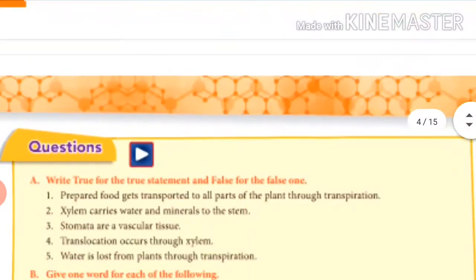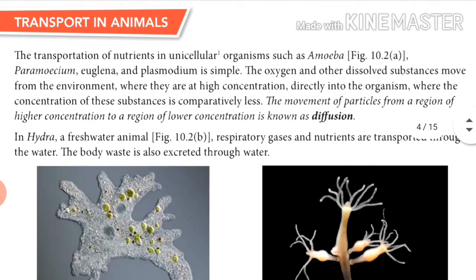Today we will learn about transport in animals. So guys, as we know that in unicellular organisms like amoeba, paramecium, euglena and plasmodium, how are substances transported? So here oxygen and dissolved substances move from the environment, that means from high concentration to low concentration.